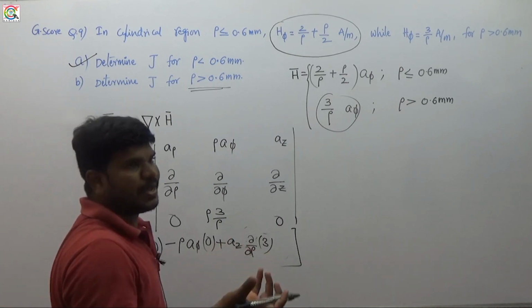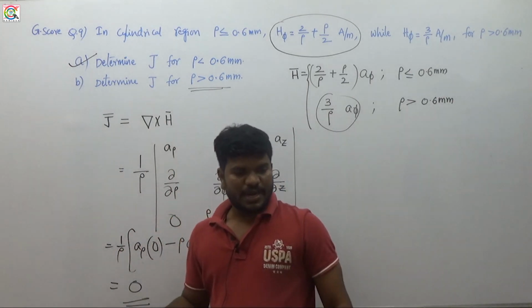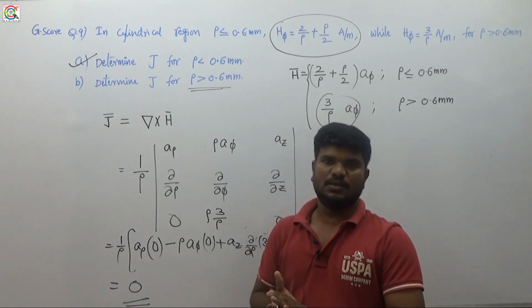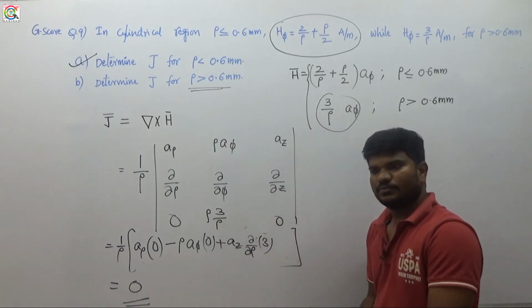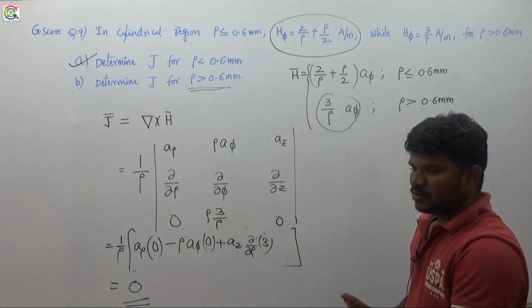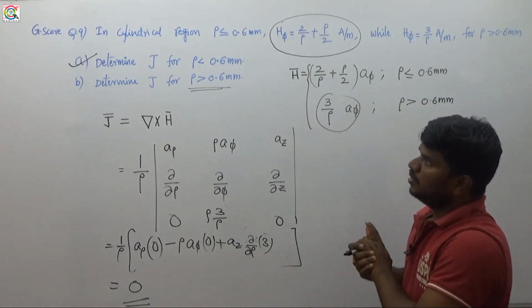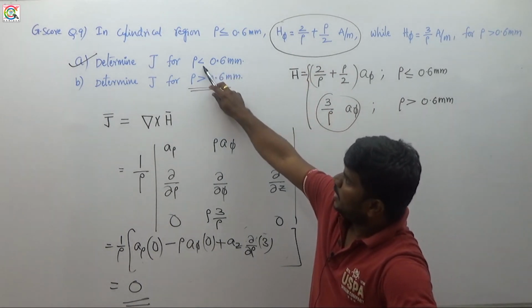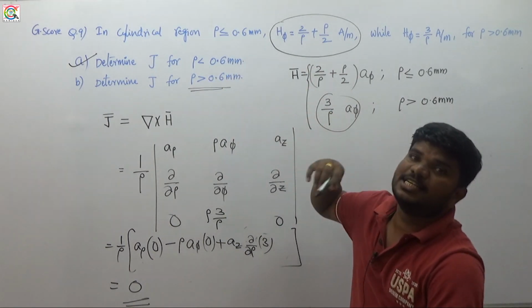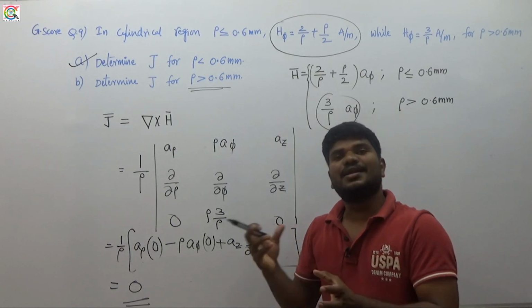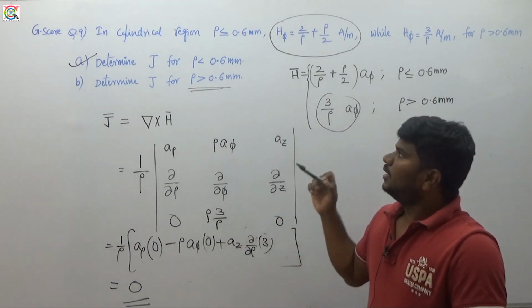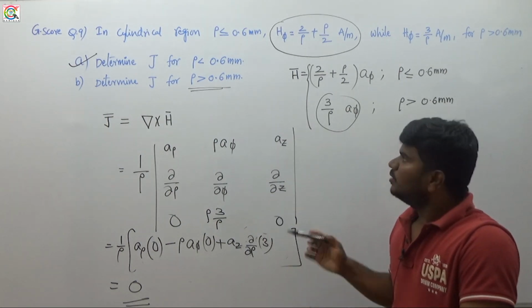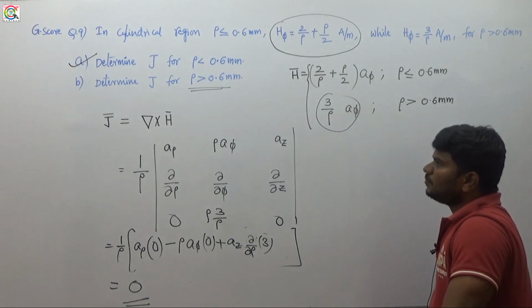So these questions will be asked in the GATE examination, right? So all that you have to learn. So this is the final answer, right? The answer for this question is 0. So here the current density differs based on the region and also the radius, right? So this is the current density.